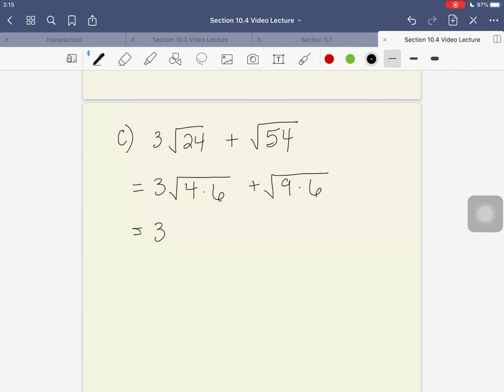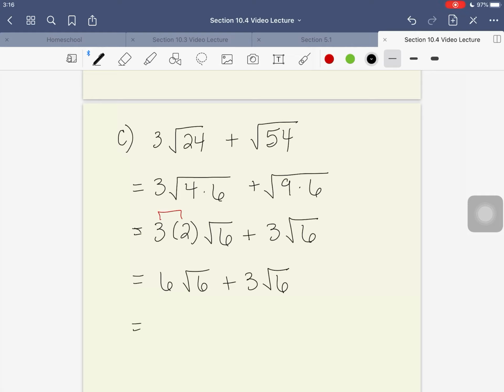So now I have 3 times 2, because the square root of 4 is 2. So 3 times 2 square root of 6 plus 3 square root of 6. And then I'll multiply here. So that's 6 square root of 6 plus 3 square root of 6. Now I have like terms, and that equals 9 square root of 6.